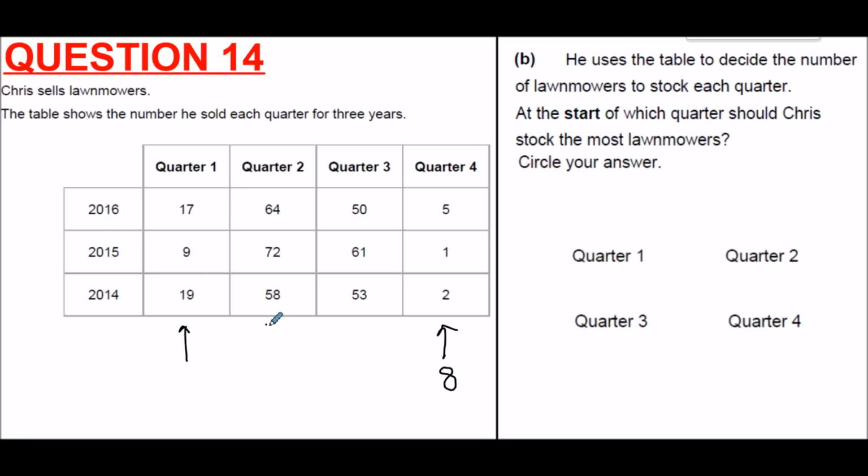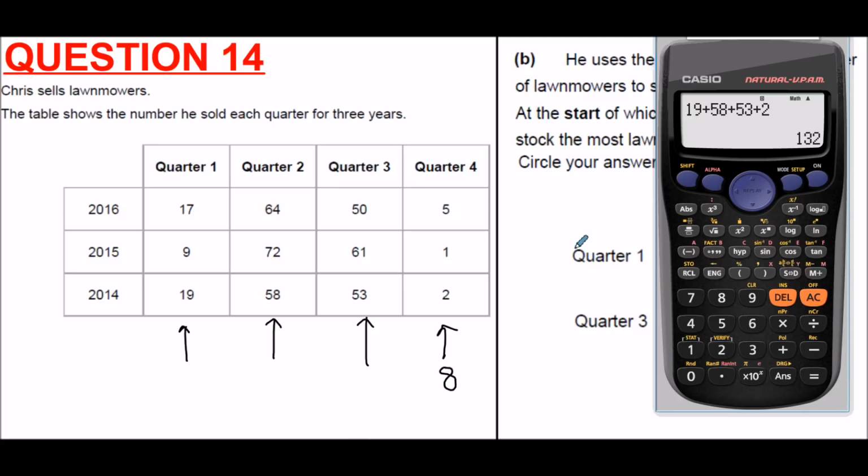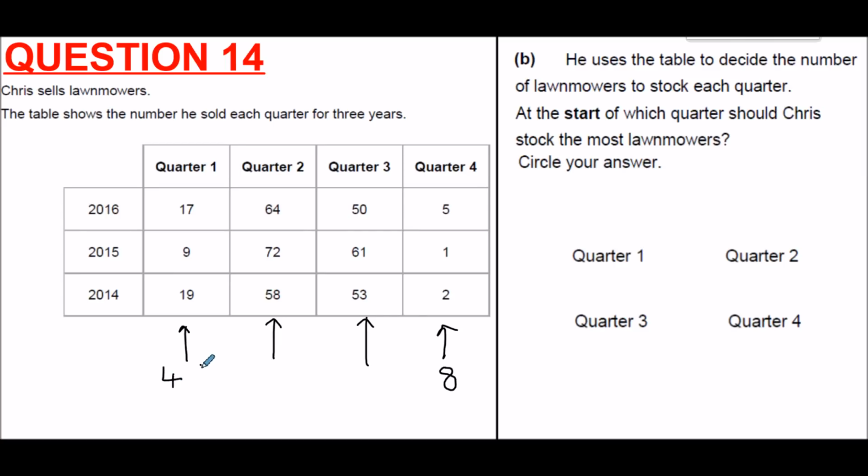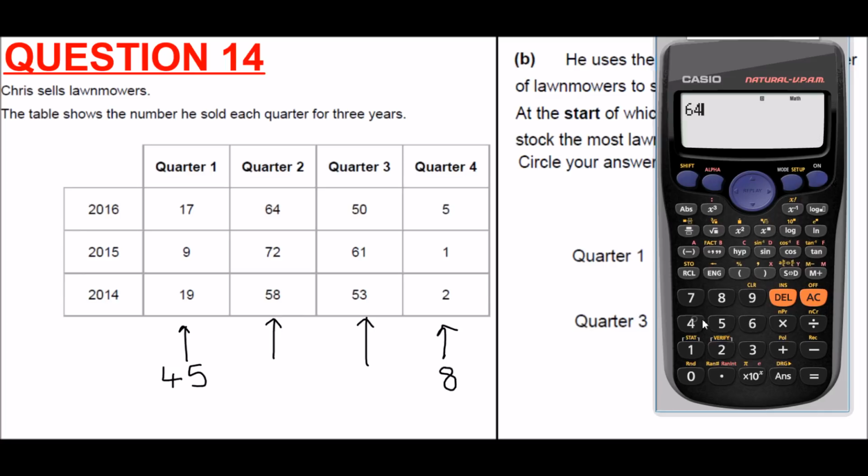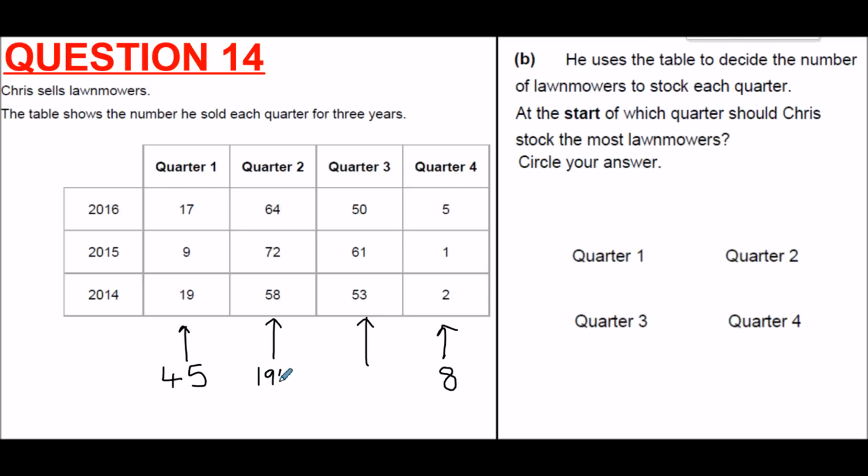So what you could do here is just add up the total sold for each quarter to see which quarter is the busiest for sales, if you like. So the first quarter, across those 3 years, not 16, sorry, that's 19. 17 plus 9 plus 19. He sold 45 for those 3 quarter ones. Quarter 2, much busier. That's 64 plus 72 plus 58. In quarter 2, he sells a total of 194 across the 3 years.